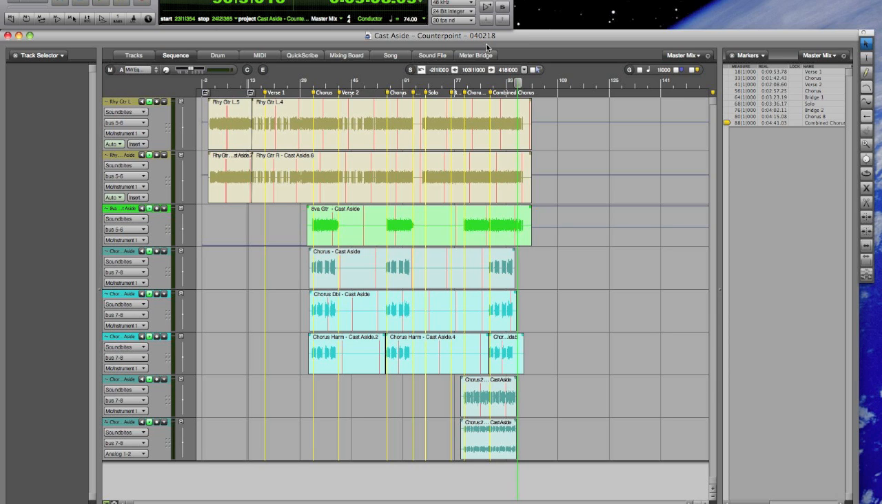Step number 1 is to introduce the different themes separately so that your listener can get a chance to hear them first before you combine all of them. So the first theme that I actually introduce is the rhythm guitar part. I do it right in the introduction. It sounds like this.